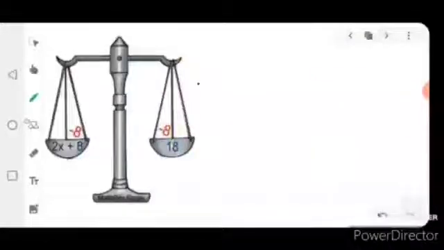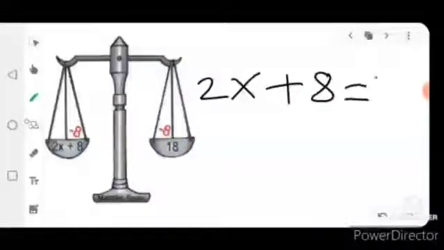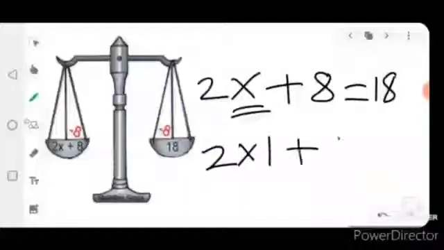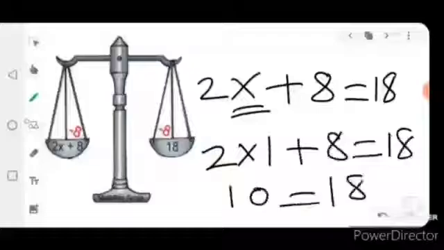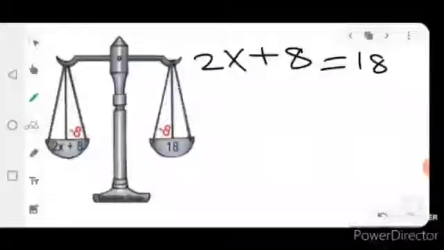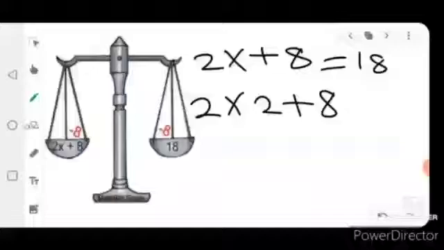Here, 2x plus 8 is equal to 18. So students, what is the value of x? Put values of x here. If we put 1, then 2 ones are 2, 2 plus 8 is 10, so 10 is not equal to 18. Put 2 as the value of x: 2 multiplied by 2 plus 8. 2 2s are 4, 4 plus 8 is 12, so 12 is not equal to 18.